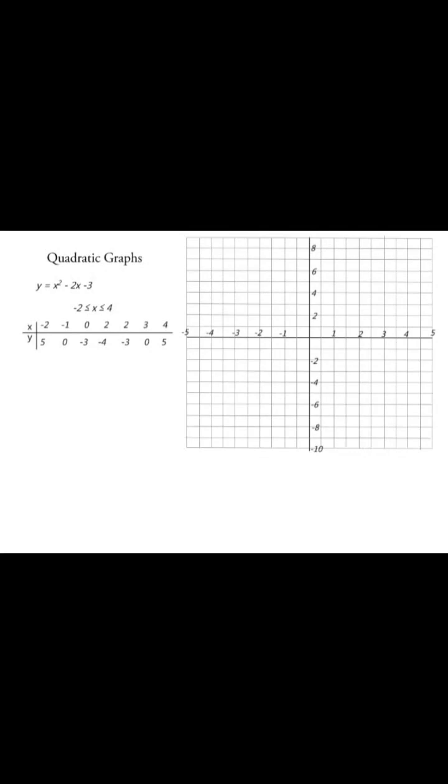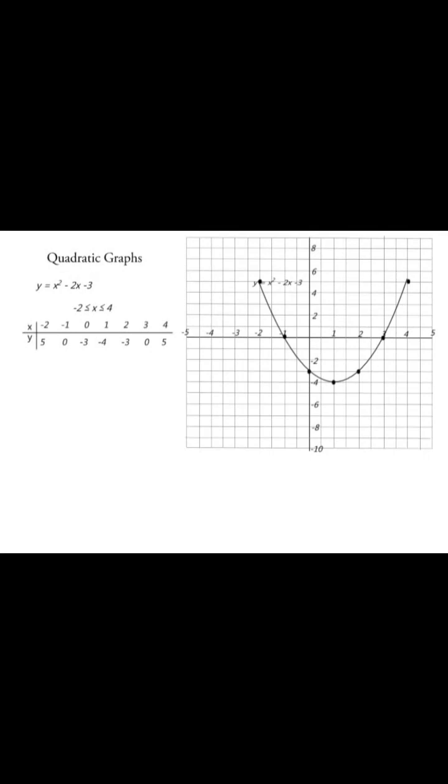And so we plot the points (minus 2, 5), (minus 1, 0), (0, minus 3), (1, minus 4), (2, minus 3), (3, 0), and (4, 5). Then we join the points with a free hand to obtain a smooth curve. This is the kind of graph you'd expect. This kind of graph is called a parabola.